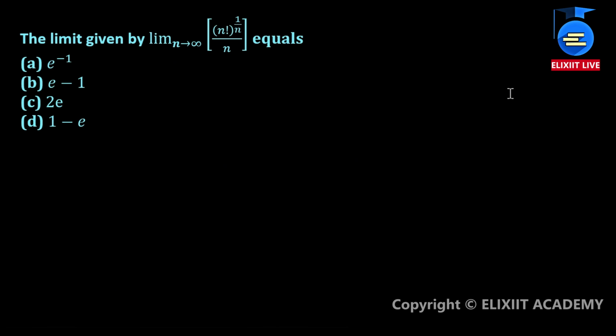Okay, next we have this question. We have to evaluate this limit, n tends to infinity, n factorial whole to the power 1 by n upon n.